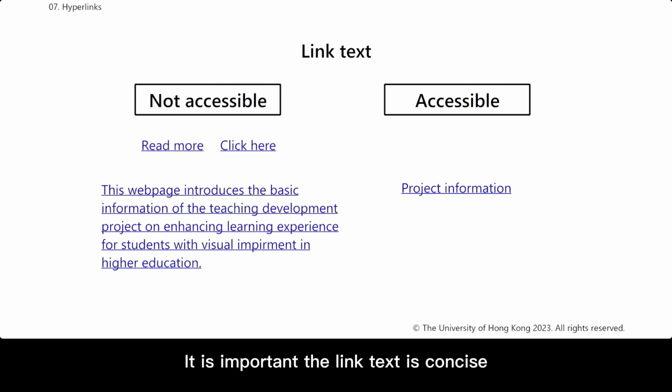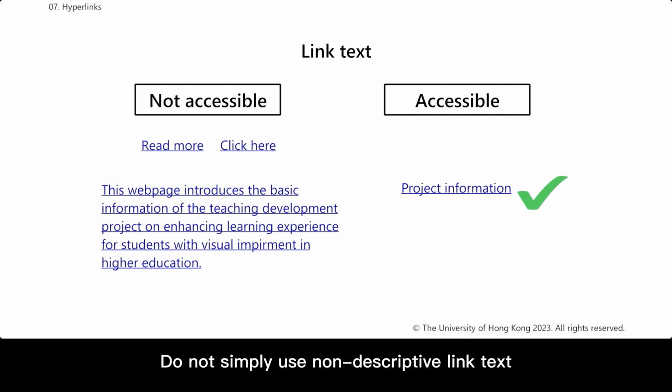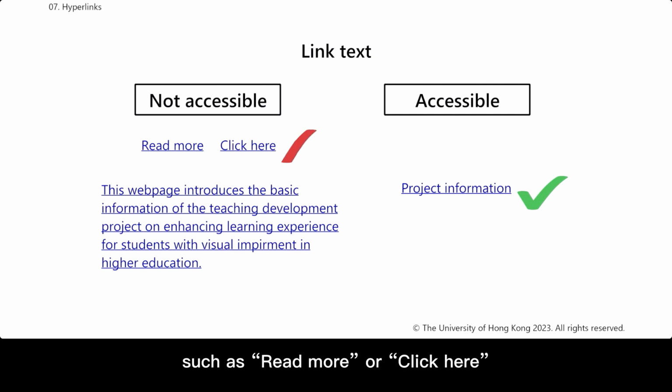It is important that the link text is concise and gives relevant information of the action and destination of the hyperlinks. Do not simply use non-descriptive link text such as "read more" or "click here" to present the hyperlink. It is confusing, as it does not provide meaningful information of where or what the hyperlinks will take the users to when used out of context.